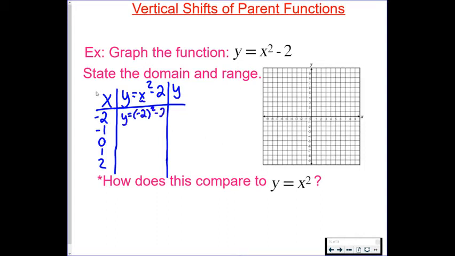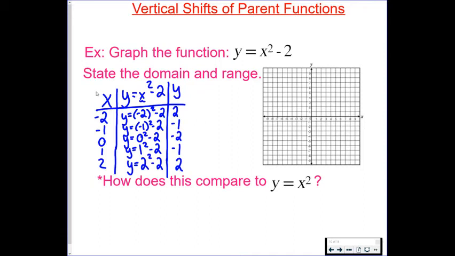Negative 2 squared minus 2. Negative 2 squared is 4, minus 2 is 2. Y equals negative 1 squared minus 2 is negative 1. Y equals 0 squared minus 2 is negative 2. Y equals 1 squared minus 2 is negative 1. And y equals 2 squared minus 2 is 2.